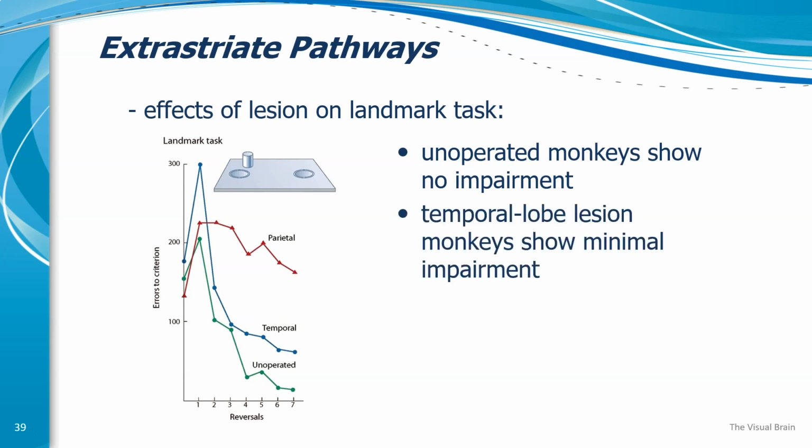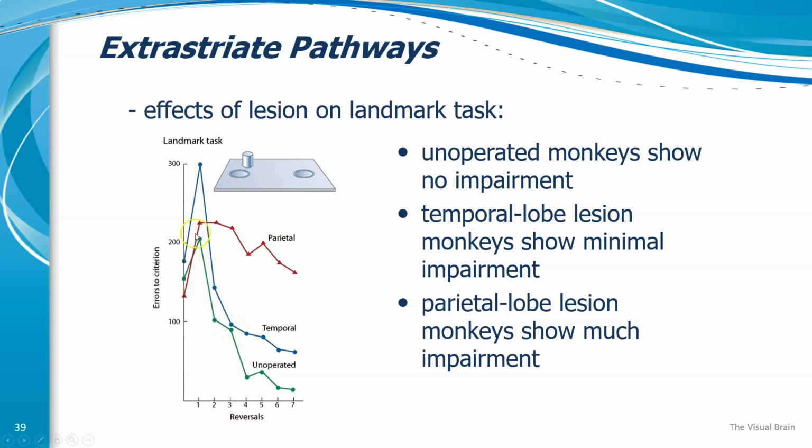Let's go to the temporal lobe lesion group. I know there are some differences between the two curves, but they're showing not a lot of impairment. They're fairly close to the unoperated group. But let's take a look at the parietal lobe lesion group. They make not as many errors as the temporal lobe lesion group, but importantly, the errors really don't come down, not as much as the other two groups. The parietal lobe lesion monkeys show a lot of impairment. So what is being affected? Their ability to process where, which, as we've seen, implicates the parietal lobe.